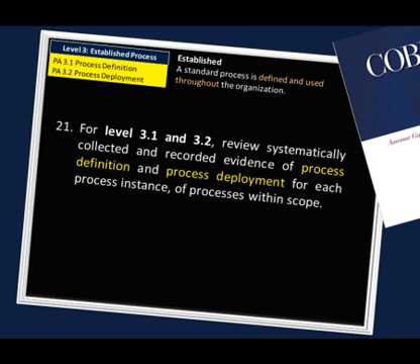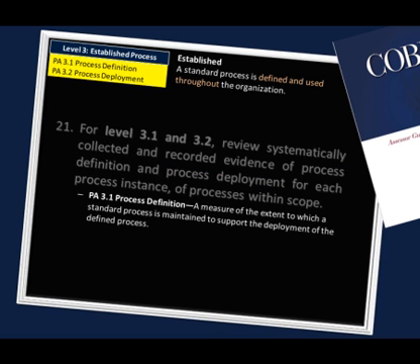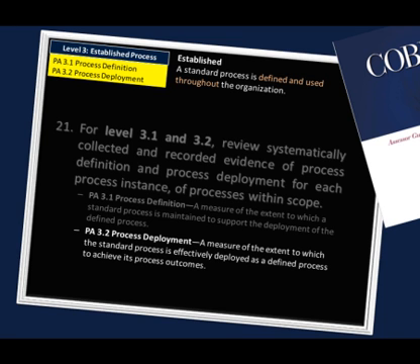To assess levels 3.1 and 3.2, review systematically collected and recorded evidence of process definition and process deployment for each process instance of processes within scope. Measure the extent to which a standard process is maintained to support the deployment of the defined process, and measure the extent to which the standard process is effectively deployed as a defined process to achieve its process outcomes.